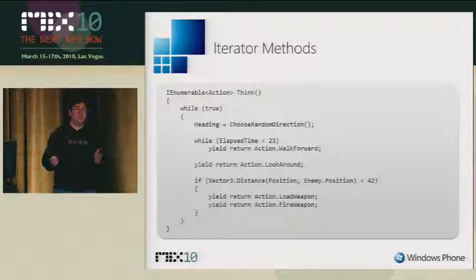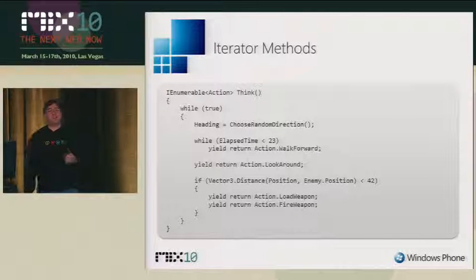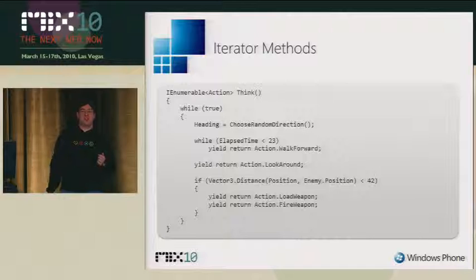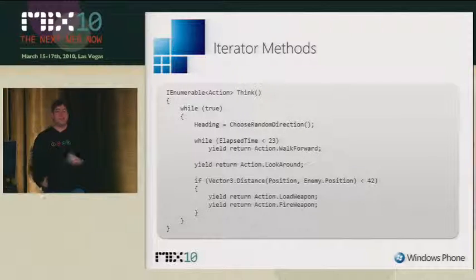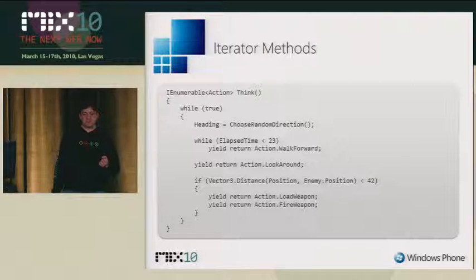I want to start here. I want to walk forward 6 feet. I want to pause, then look around, see if there's an enemy. If there's an enemy, I'm going to load my weapon. And then when it's finished loading, I'm going to fire it. But you can't just write that code in a linear fashion because while this is going on, you need to be updating other enemies and running around the game world and drawing graphics.